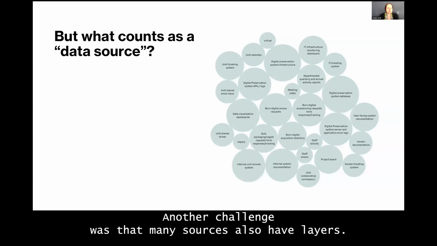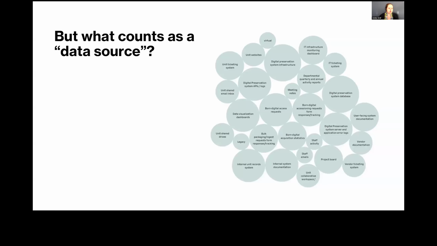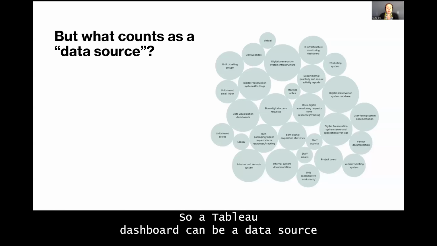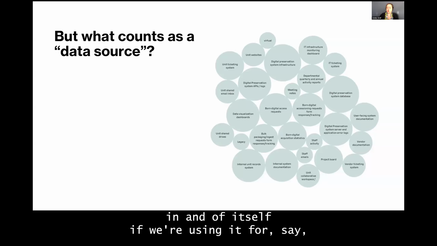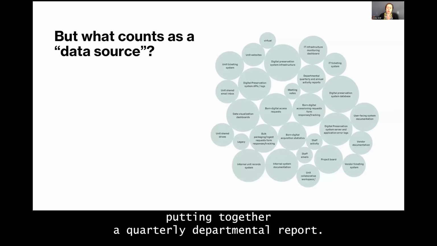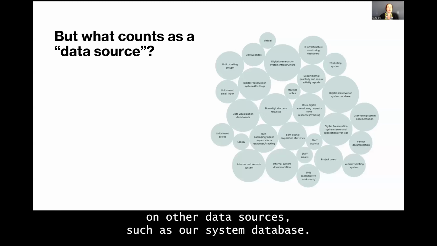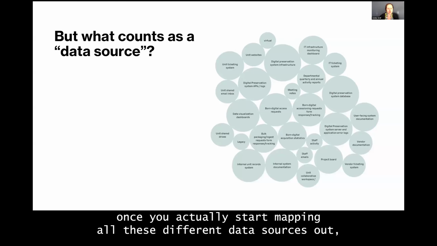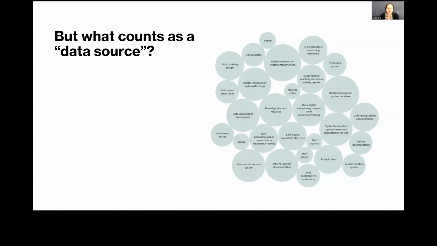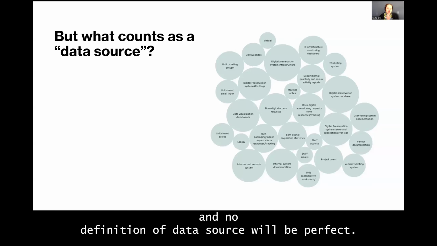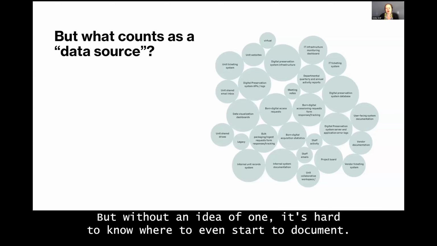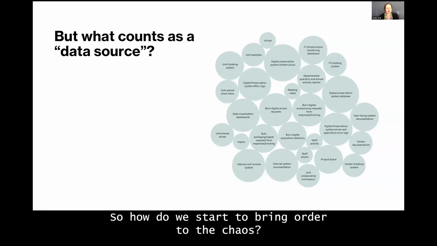Another challenge was that many sources also have layers. So a Tableau dashboard can be a data source in and of itself if we're using it for, say, putting together a quarterly departmental report. But that Tableau report itself can depend on other data sources, such as our system database. Many hidden dependencies can start to come to light once you actually start mapping all these different data sources out. And no definition of data source will be perfect, but without an idea of one, it's hard to know where to even start to document. So how do we start to bring order to the chaos?